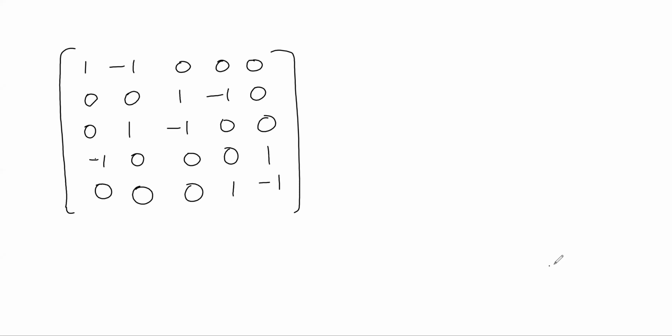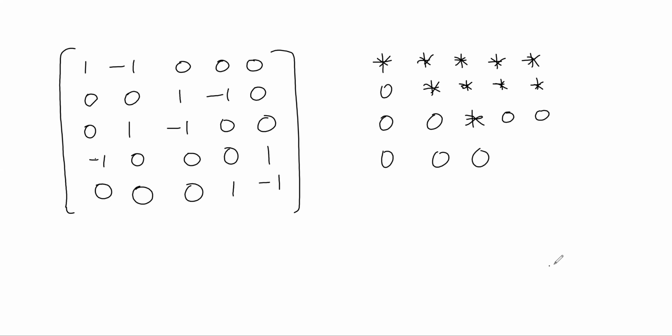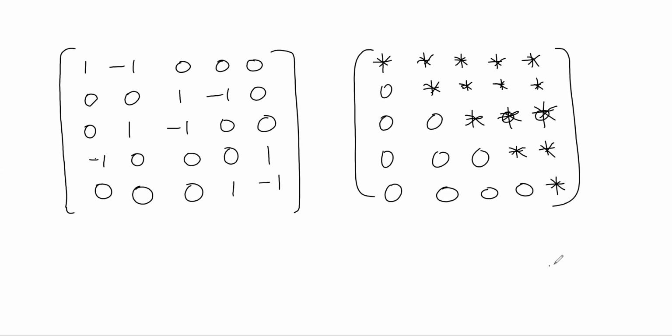A 5 by 5 row reduced echelon form means this will be star, star, star. This should be 0 and this should be non-zero. The leading element in each row should be non-zero. The remaining may be 0 or non-zero. Next, 0, 0, this is star, star. This is the row reduced echelon form.